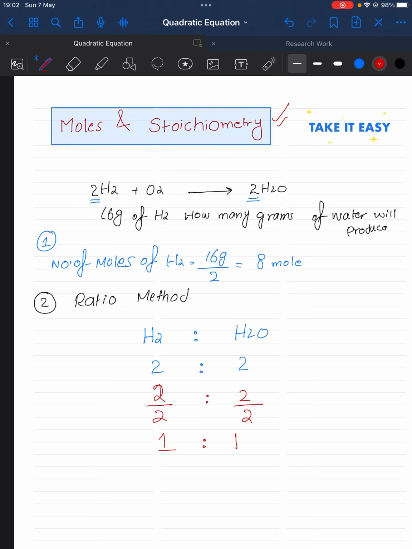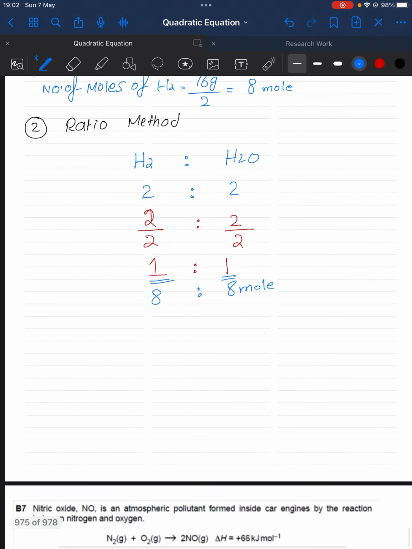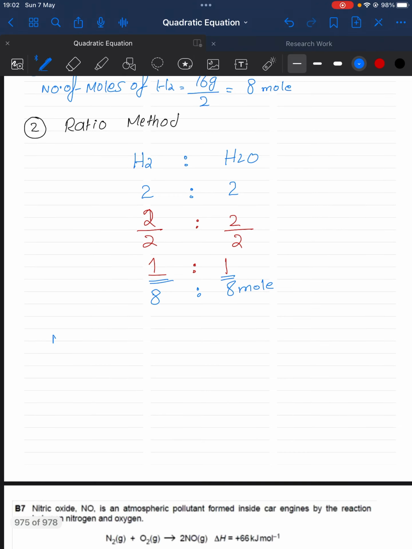It means that hydrogen and water have the same ratio. If we have 8 mole of hydrogen gas, then we also have 8 mole of water because they have a 1:1 ratio. So now we have the number of moles of water: the number of moles of water is equal to 8 mole.